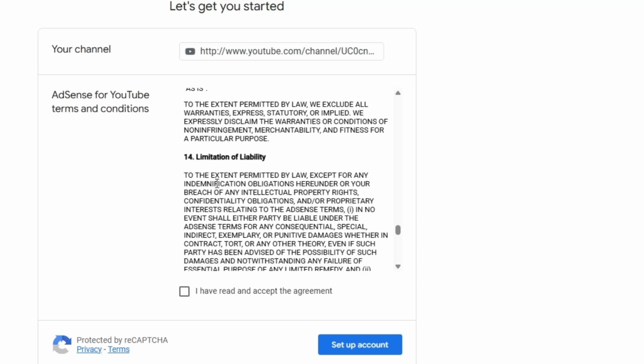To the extent permitted by law, except for any indemnification obligations hereunder or your breach of any intellectual property rights, confidentiality obligations, and/or proprietary interests relating to the AdSense terms.